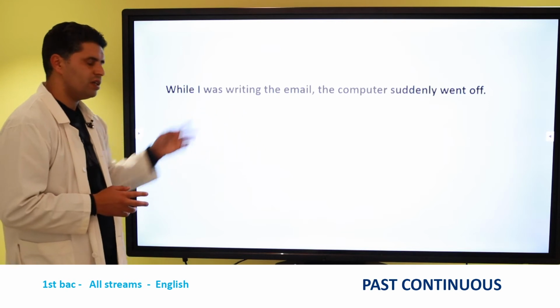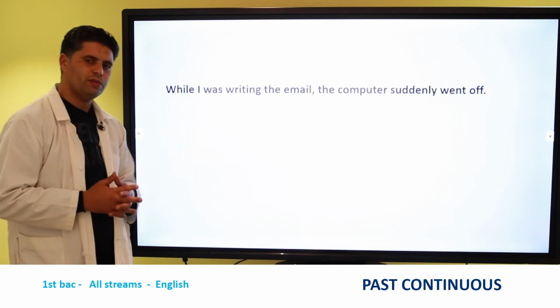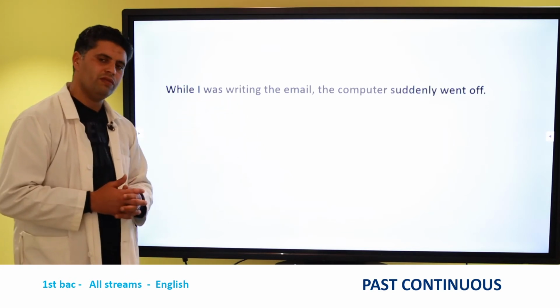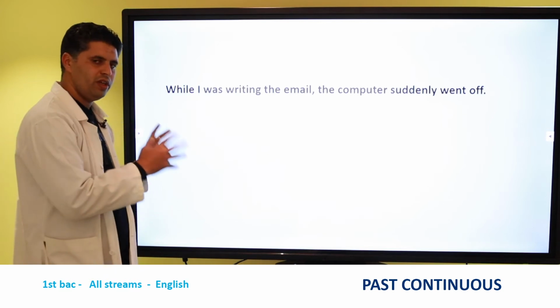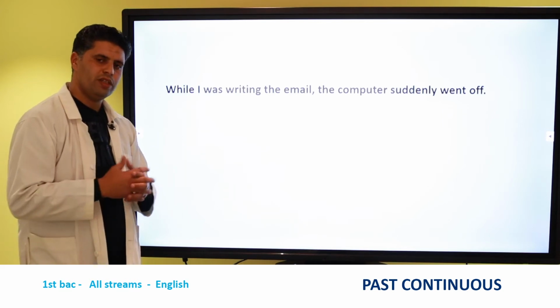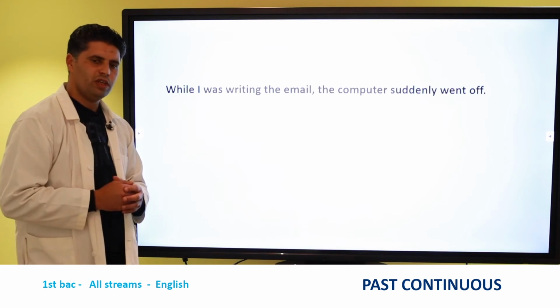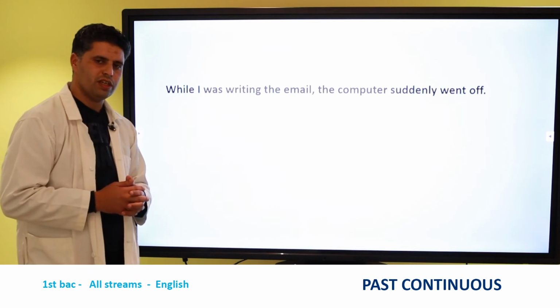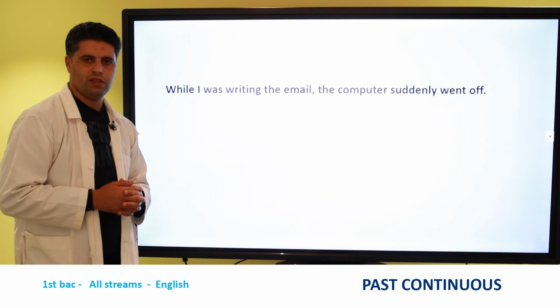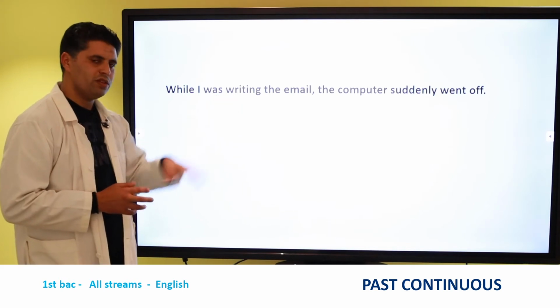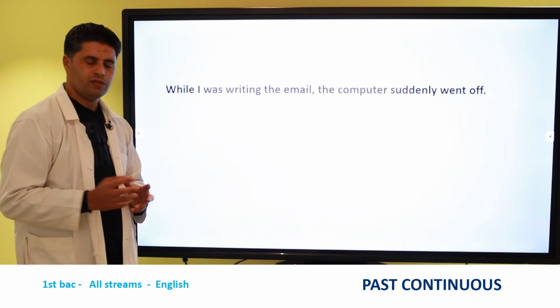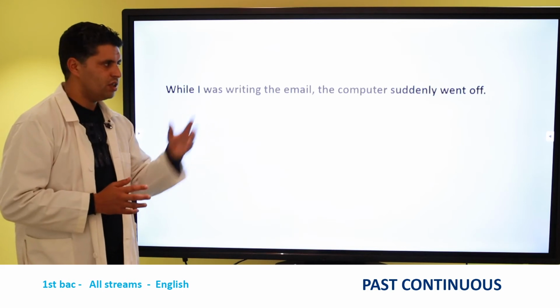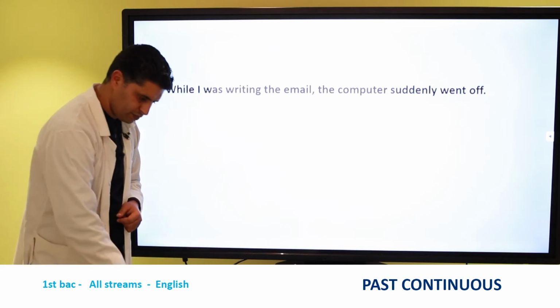As you can see here, we have a subject plus the verb to be in the past plus the -ing form of the verb to write. So we have used the past continuous with the first action, and we have used the past simple with the second action. Why this past continuous here? Because this action, which is writing, was interrupted by another action, which is going off.